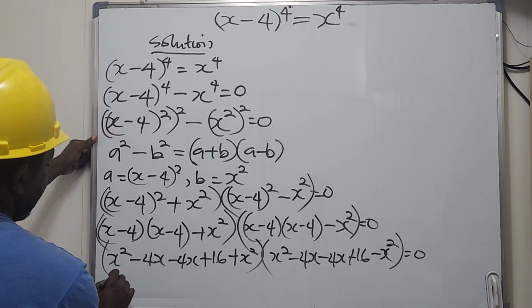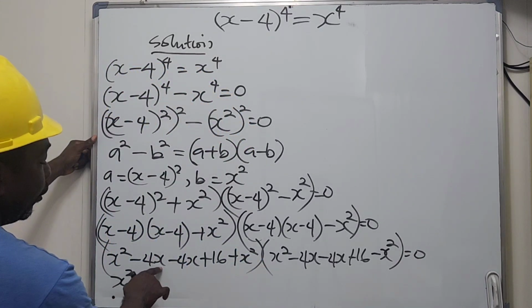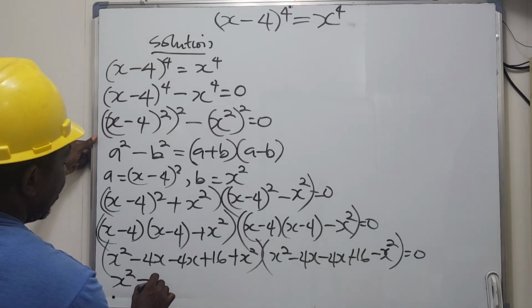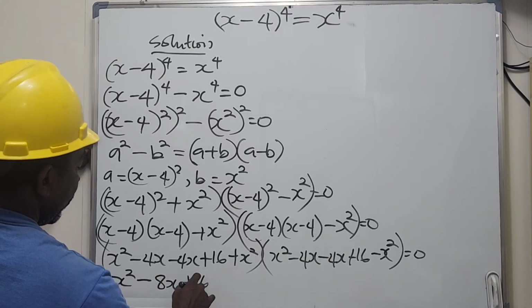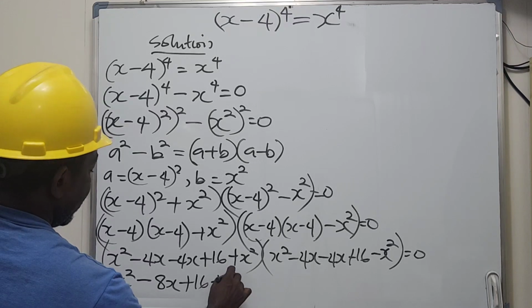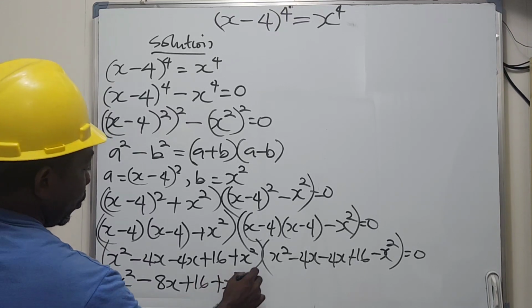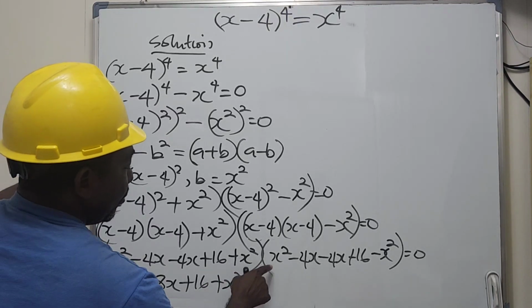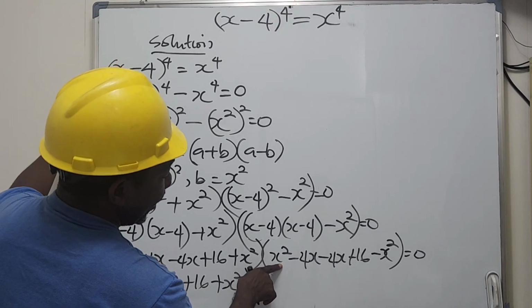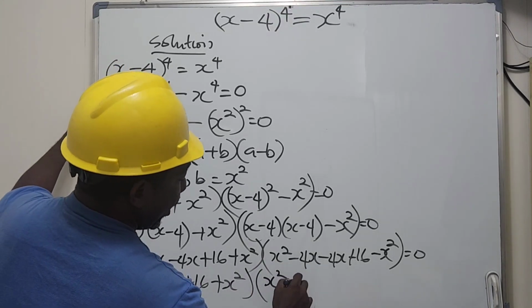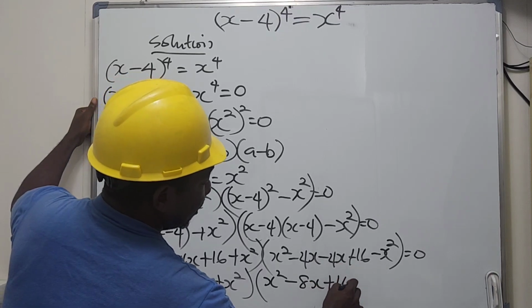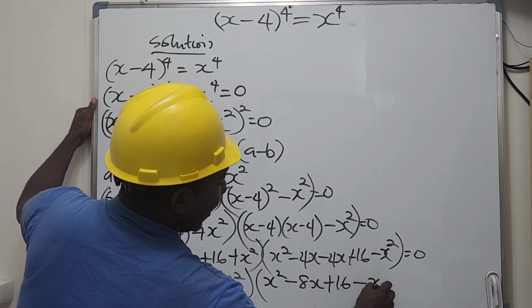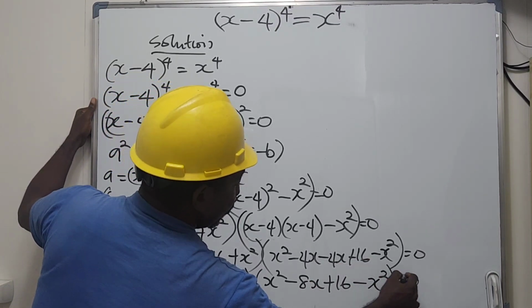This is the same thing as x^2 − 4x, which will become −8x. Then we have +16. Then we have plus x^2. So that is for the first parenthesis. Then the second parenthesis, we have x^2, we have −8x. Then we have +16. Then we have minus x^2, all equals to 0.